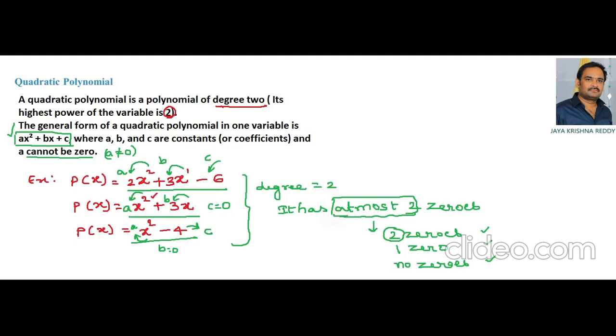So the next topic we have to discuss is finding the zeros of the quadratic polynomial. In the question, to find the zeros of the quadratic polynomial, the polynomial may be given in these three forms. The polynomial may have x square, x and constant terms, or the polynomial may have x square and only x terms, or the polynomial may have x square and constant terms. So we will discuss how to find the zeros for these types of quadratic polynomials.